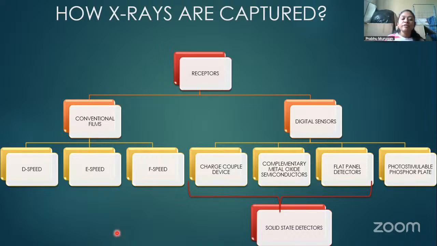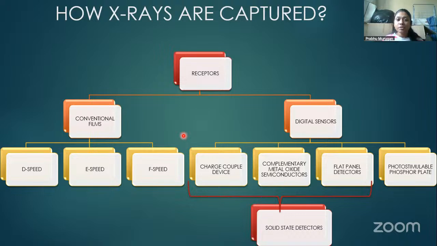So your conventional films basically come in three main speeds: D speed, E speed, and F speed. Okay, so this speed of the film is going to indicate the type or the shape of crystals that are embedded in the silver halide grains. So this shape of crystals is going to influence the speed of the X-ray film, and depending on that, the amount of X-ray exposure is also going to vary. Okay, this is one thing.